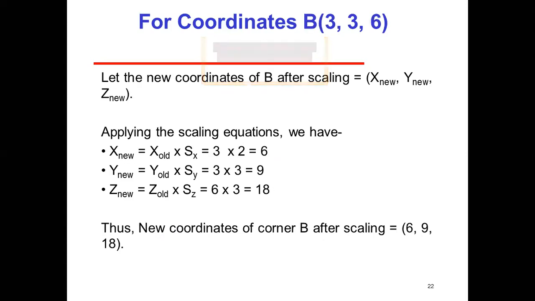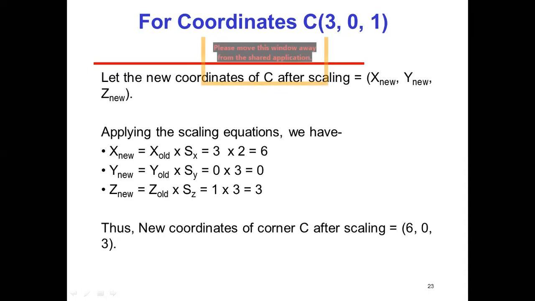Again, you can calculate for B. You will use the same formula, no change at all. Just replace the initial coordinates for B, already given as 3, 3, 6, and write the values of Sx, Sy, Sz, which you are already aware of: 2, 3, 3. You can calculate the values for vertex B. It comes to 6, 9, 18 after calculation.